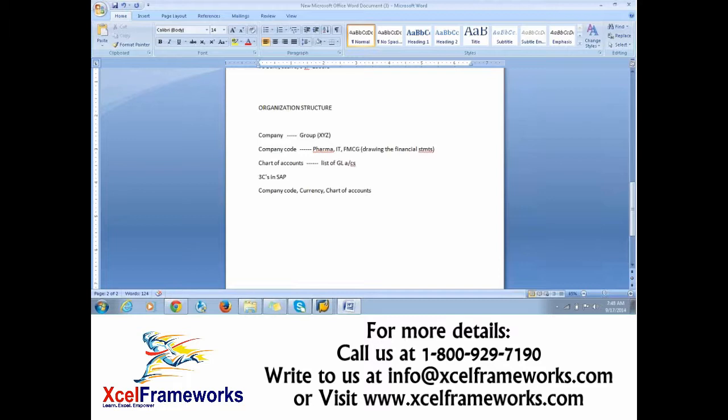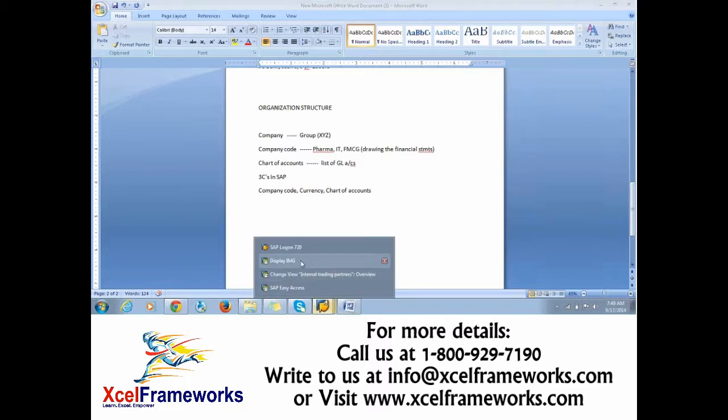Okay, so these 3 are the very, very important configurations. We normally call them the 3 C's in SAP: company code, currency and chart of accounts. This is called the organization structure. This is a very basic organization structure. Going further, I will tell you about the organization structure at a detailed level.